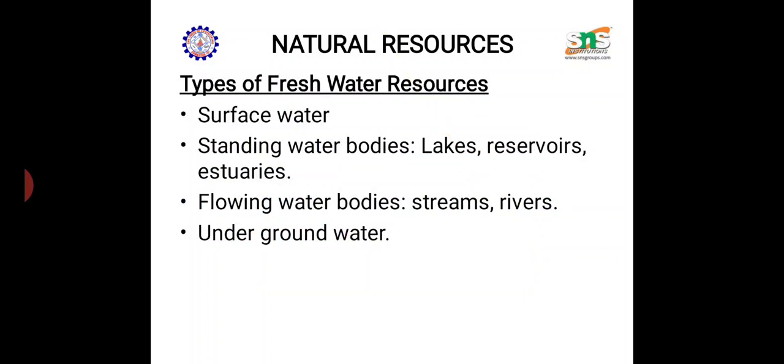In water resources, we classify water into surface water, that is particularly freshwater resources. Surface water includes standing water like lakes, ponds, reservoirs, estuaries. An estuary is a place where a river gets into the sea. Then streams, which are flowing water bodies. Groundwater is stagnant water. So these are the different water resources. We get water from these.